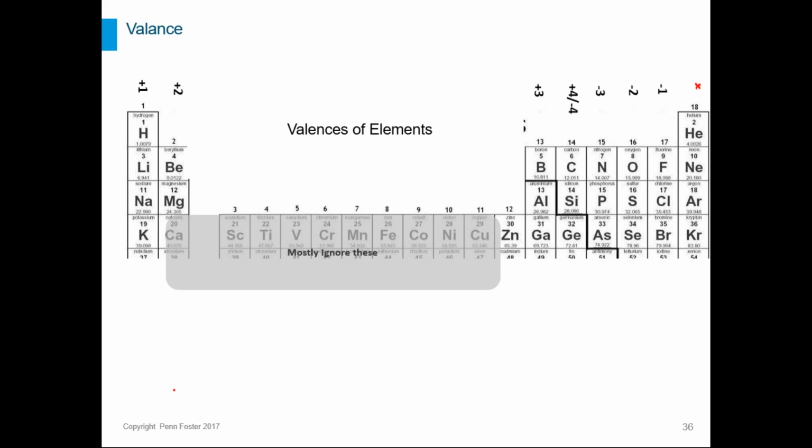Then that column that starts with carbon, carbon and anything under it, column 14, has either +4 or -4 because it's right in the middle. So it's just as easy for them to get rid of 4 electrons as it is for them to grab 4 extra electrons. So those could go either way. Then the next column after that is -3, and then -2, and then -1. And there's no valence for the ones all the way on the right. Those have a full outer shell. Those are happy. Those don't react with anything. They're called the noble gases because they don't mingle with the other elements. They don't react. They just have full shells, so they have no valence.